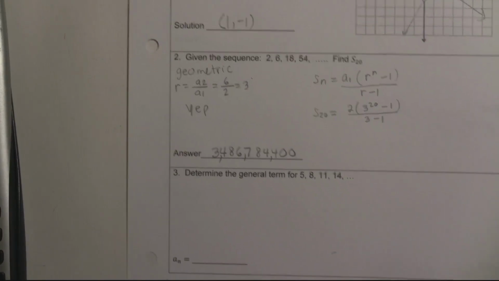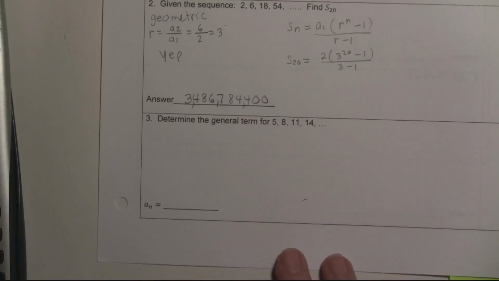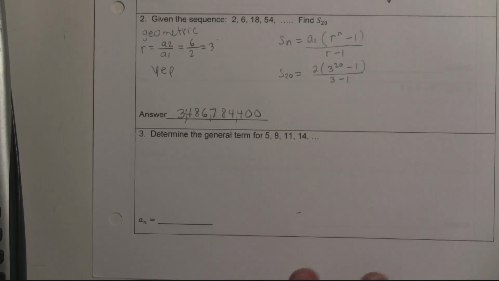Okay, determine the general form. So I'm hoping that it's arithmetic or geometric, because then the general form is an equation that I can look up and use. If it's not either one of those, then I'm going to have to figure it out just by trying to figure out the pattern.